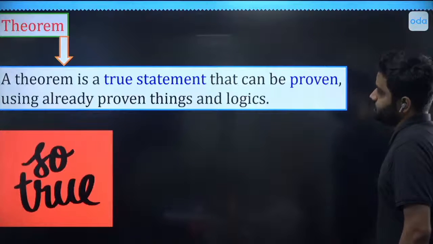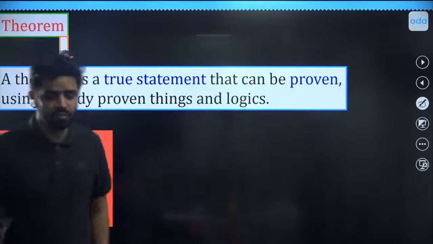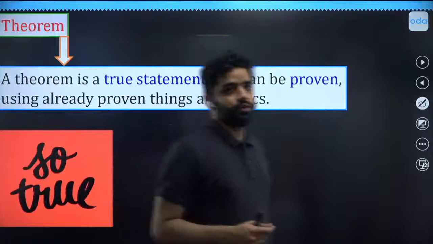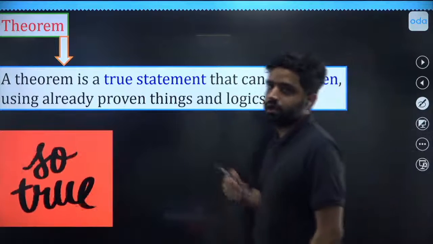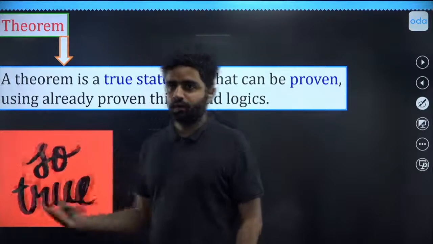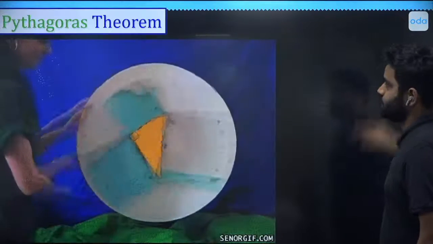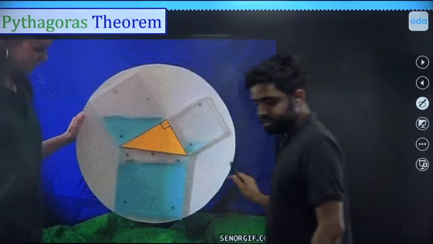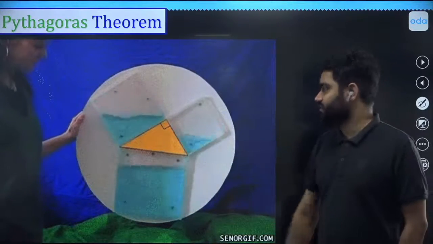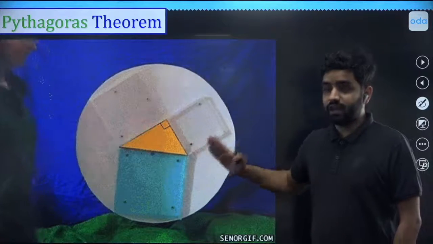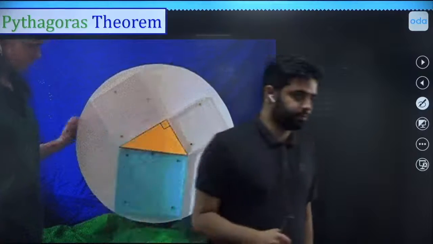Before we start, what exactly is a theorem? A theorem is a true statement that can be proved using already proven things. So whatever knowledge we have, we use that knowledge to make a theorem that will always be true. And today we are going to learn one of the theorems, that is Pythagoras theorem. Now this GIF on your screen is trying to tell you what exactly the Pythagoras theorem is and what we apply in a right angle triangle, that is the use case of Pythagoras theorem.